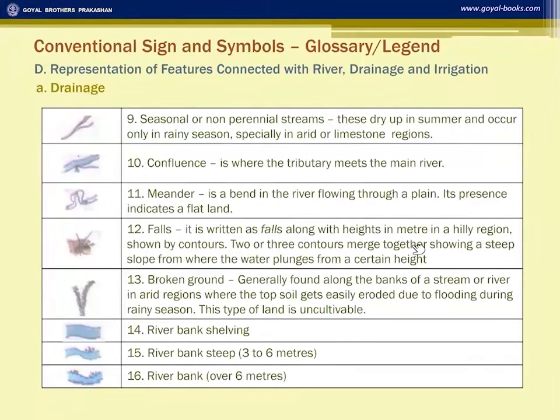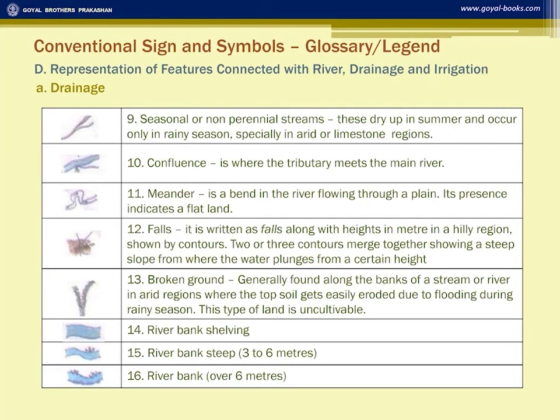Confluence is where the tributary meets the main river, and meander generally is found in the plain area because the river, when it flows through a flat land, it forms the meander. The waterfalls you will see in the contours with the number 10R, 3R, which signifies the relative height of the waterfall. Suppose it is given 10R, it means the height of the waterfall is 10 meters.